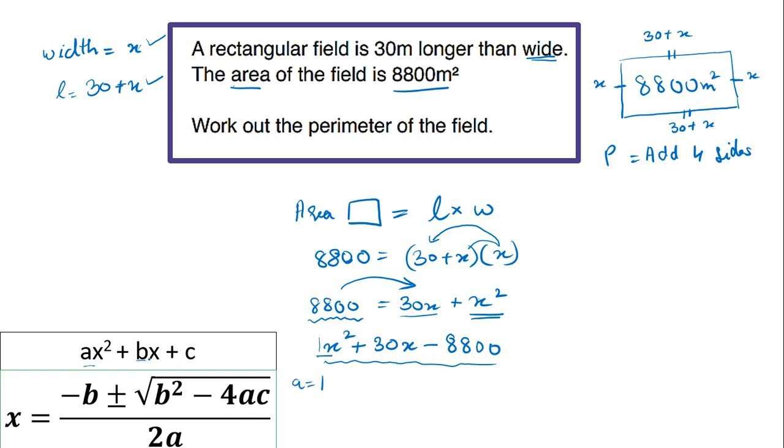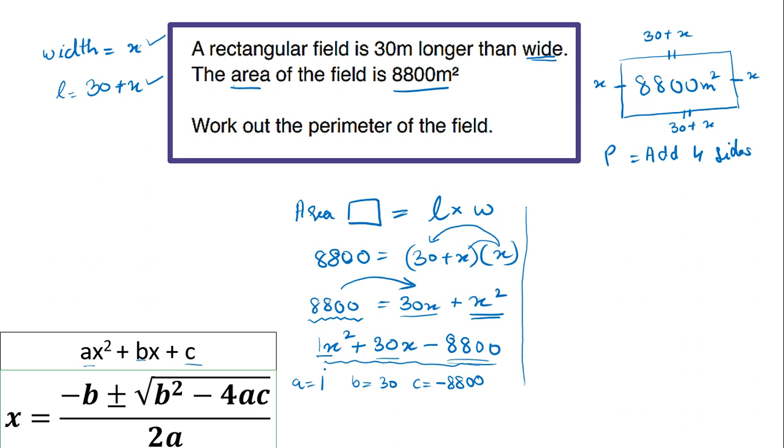And what's my b now? In bx, b here corresponds to 30. So b is equal to 30. And c is this number right here, that is c equals negative 8,800. Now that I have my a, b, c figured out, I am going to put it in my quadratic formula to figure out my final answer and then work out my perimeter.